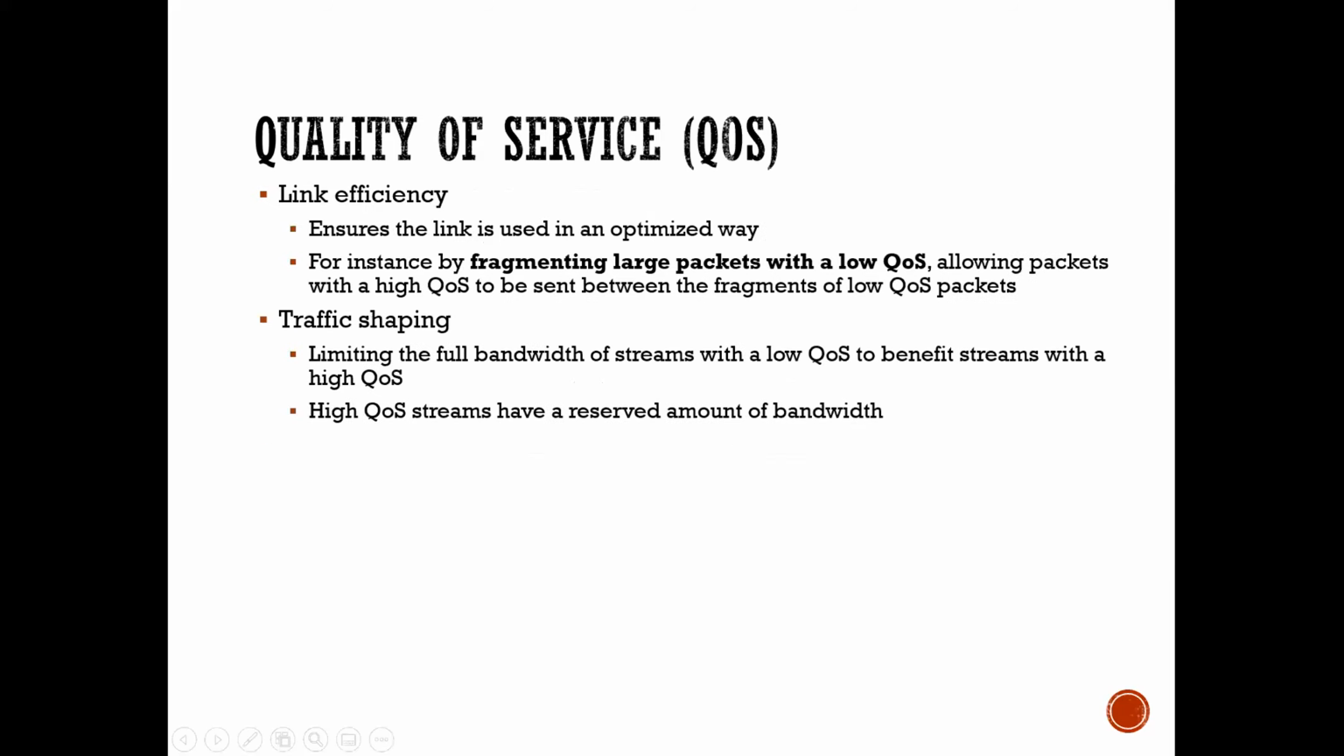Link efficiency: ensure the link is used in an optimized way, by fragmenting large packets with low quality of service. Traffic shaping: limiting the bandwidth of the streams with low quality of service and prioritizing streams with high quality of service.